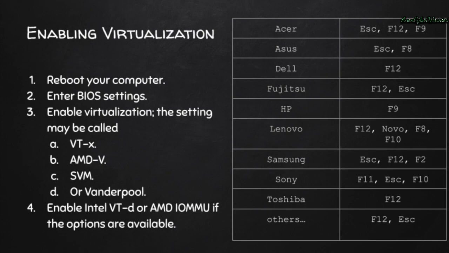Entering the BIOS settings varies depending on the computer that you have and depending on the motherboard. On the right here, I have a table of the most common computers, along with the buttons that you need to press in order to enter the BIOS settings. So as soon as you turn on the computer or restart it, you'll need to press the button relevant to your computer in here in order to enter the BIOS settings. Once you're there, you want to make sure you enable virtualization. So let me show you how to do this on a real computer.